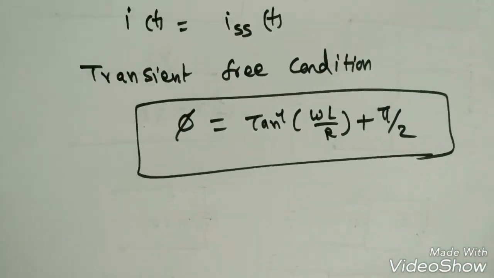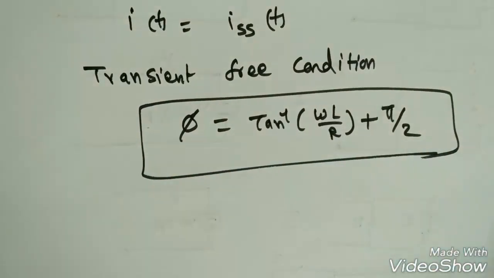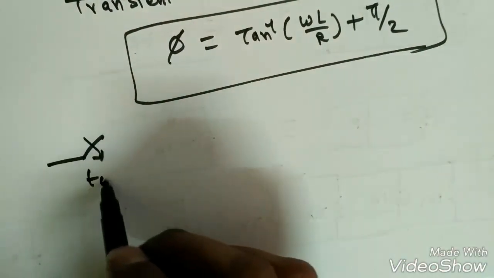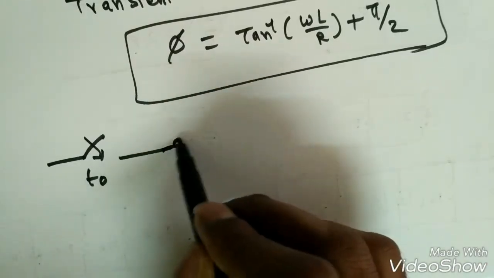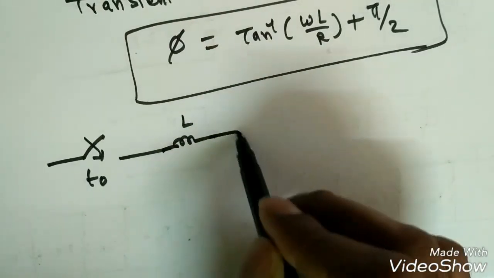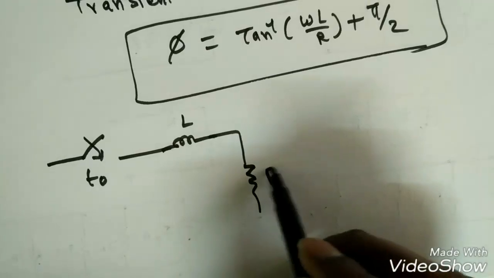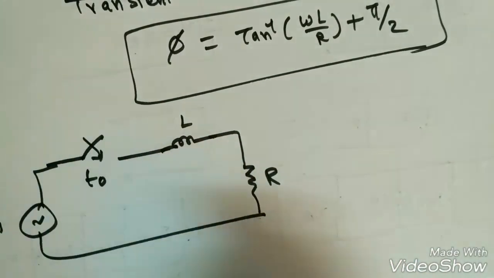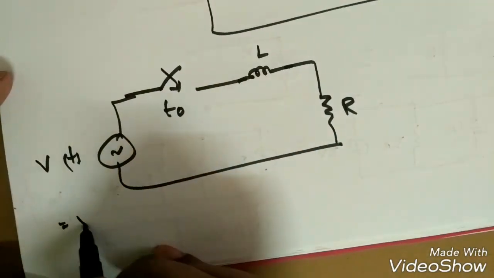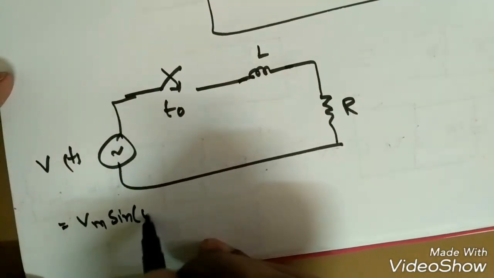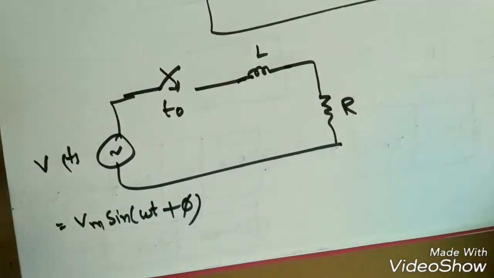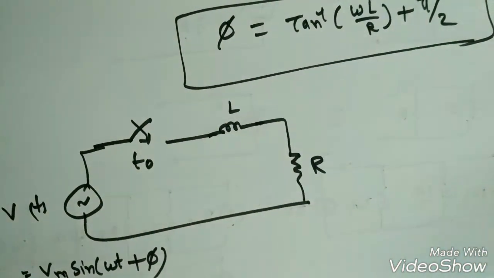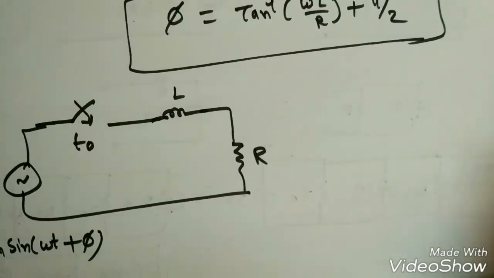Now the switch is closed at t equal to 0 in the previous condition. Suppose now the question is like this. This is at t equal to t naught, and the switch is closed. This is R L and this is R. Here we apply the v of t. Again, v of t is equal to Vm sine omega t plus phi. Now what will happen? Now the switch is closed at t equal to t naught. Now the total response will change, right?